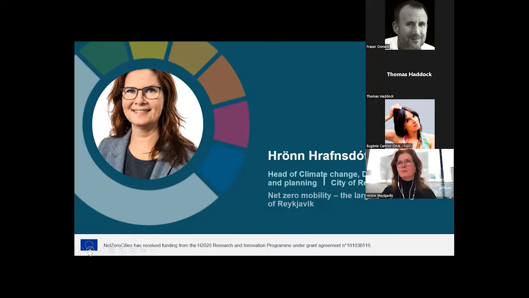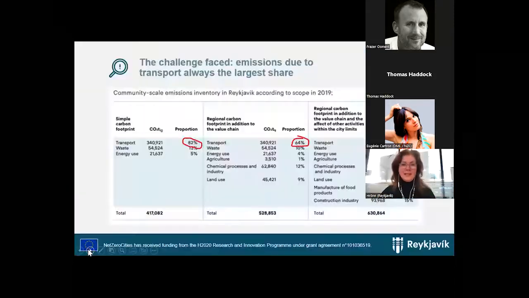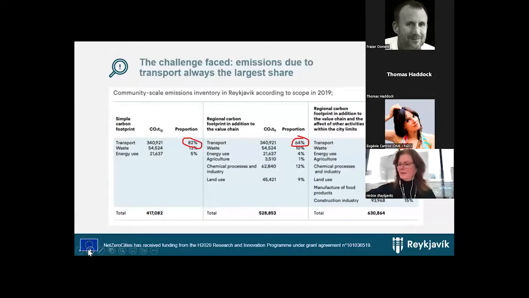But I wanted to take you a little bit more into detail on how we made the action plan and what kind of people are involved in the planning. Next slide, please. Well, this is actually the numbers, and it's maybe a little bit of a complicated table, but I wanted to show you this because we have different kinds of calculations.